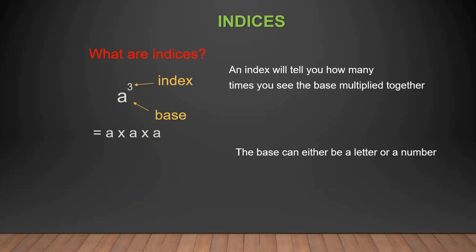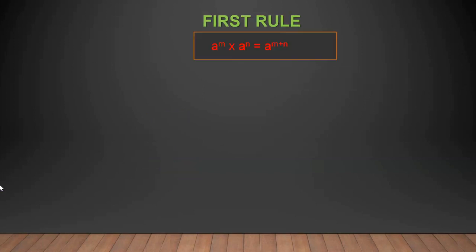The base can either be a letter or a number. So you can also have 2 to the 4th power. 2 is your base and 4 is your index. That means you will see 2 4 times multiplied together.